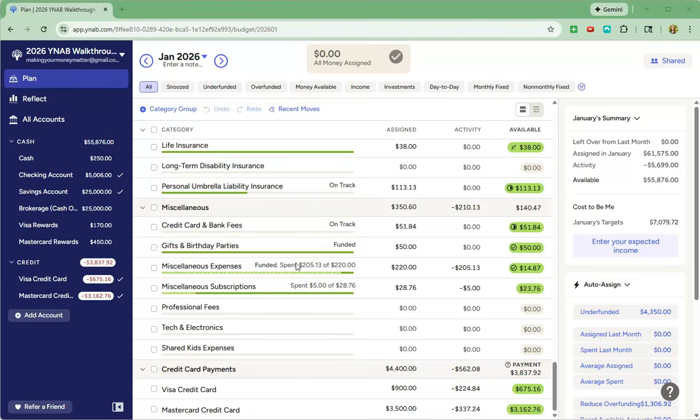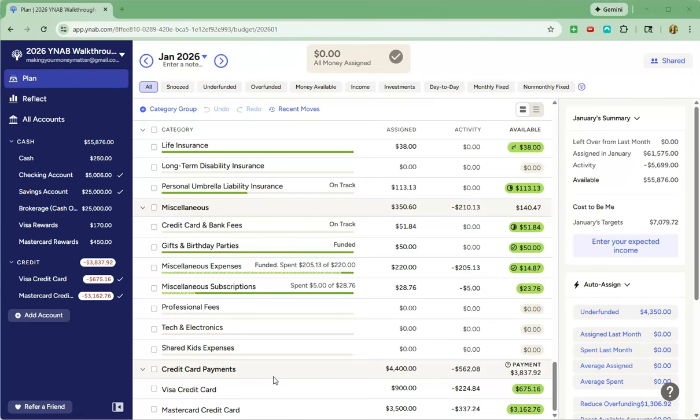So here the subscriptions I include are things like iCloud storage and Dropbox. I also have professional fees, tech and electronic replacement. That's a new category I just added this year. And then shared kids expenses. My ex and I have a joint account where we both deposit money to pay for kid-related expenses, and so that's where that comes out of. And then the last is the credit card payments.